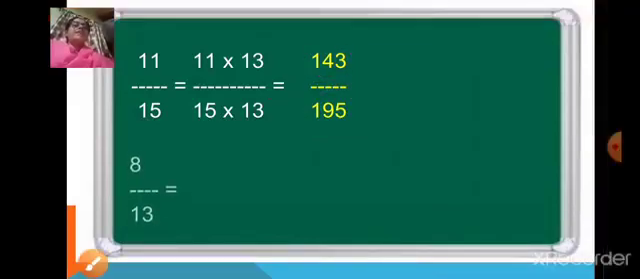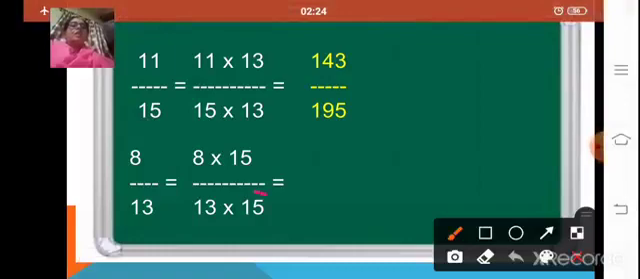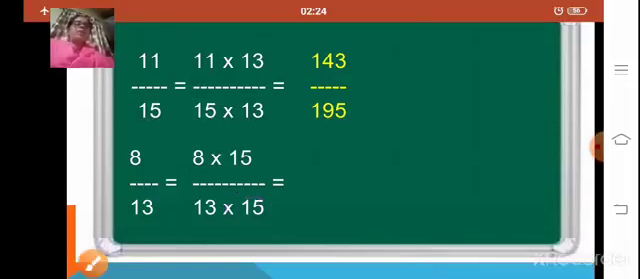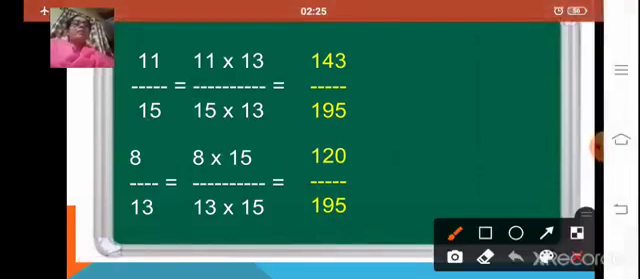Now take the second fraction, 8 upon 13. Now again 13 multiplied by 15 will give you 195. Same number 15 has to be multiplied by the numerator also. So you got the fractions 143 upon 195 and 120 upon 195.